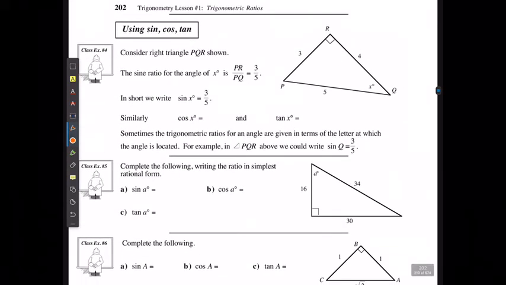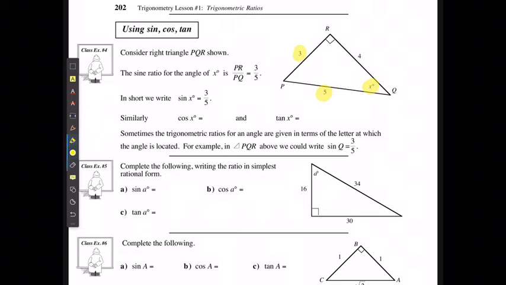So, how do I actually use the sine, cos, and tan on my functions? Well, if I'm considering the right angle that we see here, then I'm given angle x, and if I want the sine ratio for this, it's going to be the opposite, PR, divided by the hypotenuse, PQ, or 3 over 5.